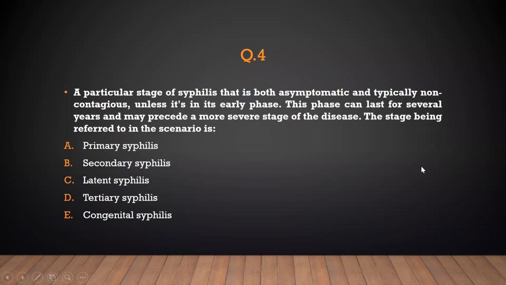A particular stage of syphilis that is both asymptomatic and typically non-contagious unless it's in its early phase. This phase can last for several years and may precede a more severe stage of the disease. The stage being referred to in the scenario is A, primary syphilis, B, secondary syphilis, C, latent syphilis, D, tertiary syphilis, and E, congenital syphilis. C. Yes, latent syphilis.